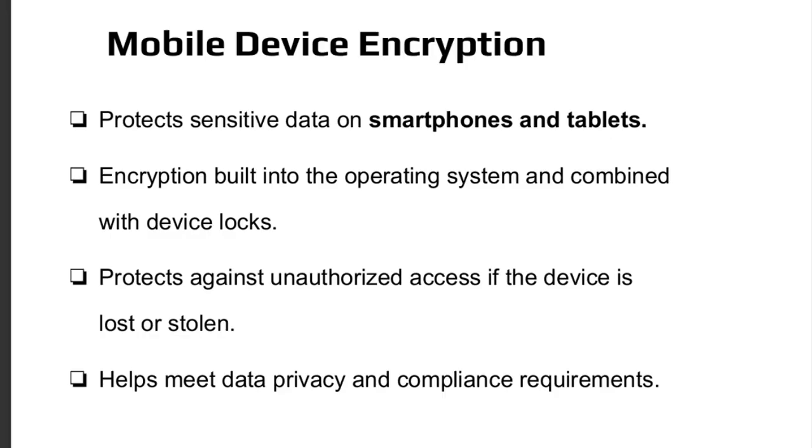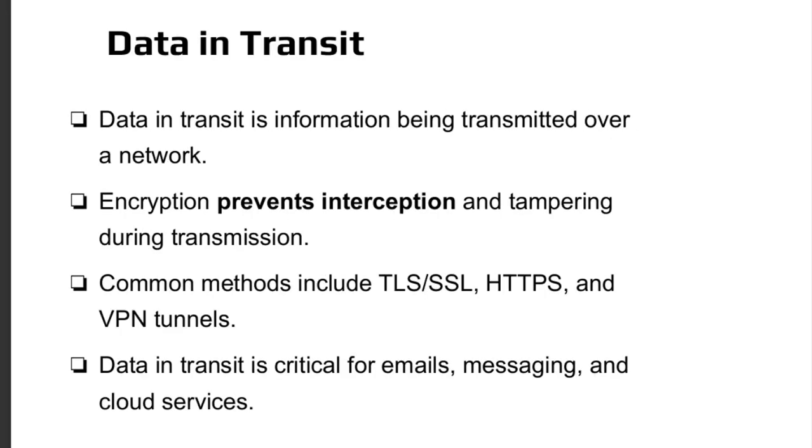If your mobile device is lost or stolen, both your encryption and your screen locks will act together to protect your data. Our second type of encryption is data in transit. Data in transit is ensuring that all data that is being sent over a network connection is encrypted.